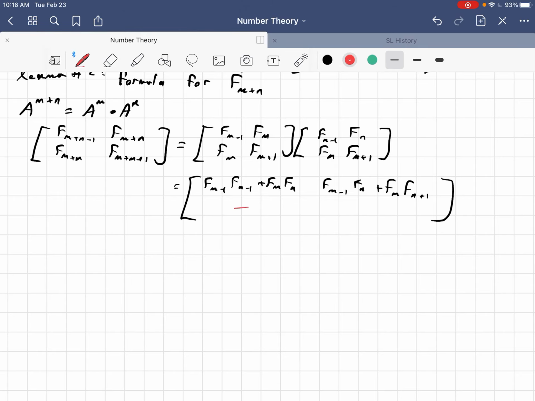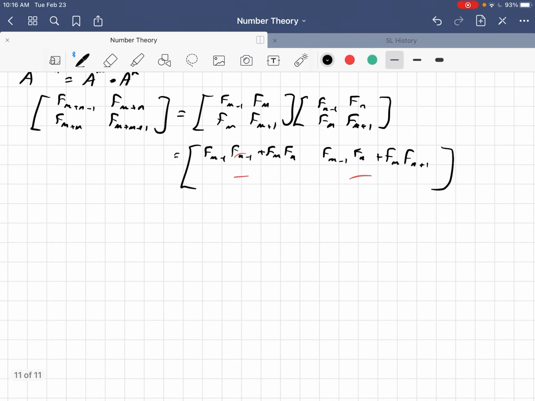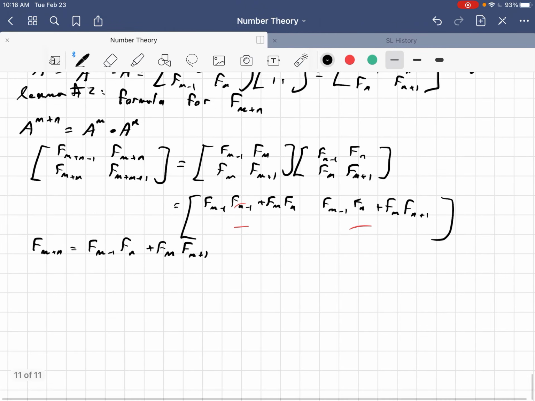And now I don't even need to find these other two, and I actually didn't even need to find this, because all I need to know is that if two matrices are equal, then every corresponding entry of the two matrices are equal, and that's just the basic notion of matrix equality. So what that tells us is that this entry right here is equal to this entry right here, and so I get that f sub m plus n is equal to f sub m minus 1, f sub n, plus f sub m, f sub n plus 1.